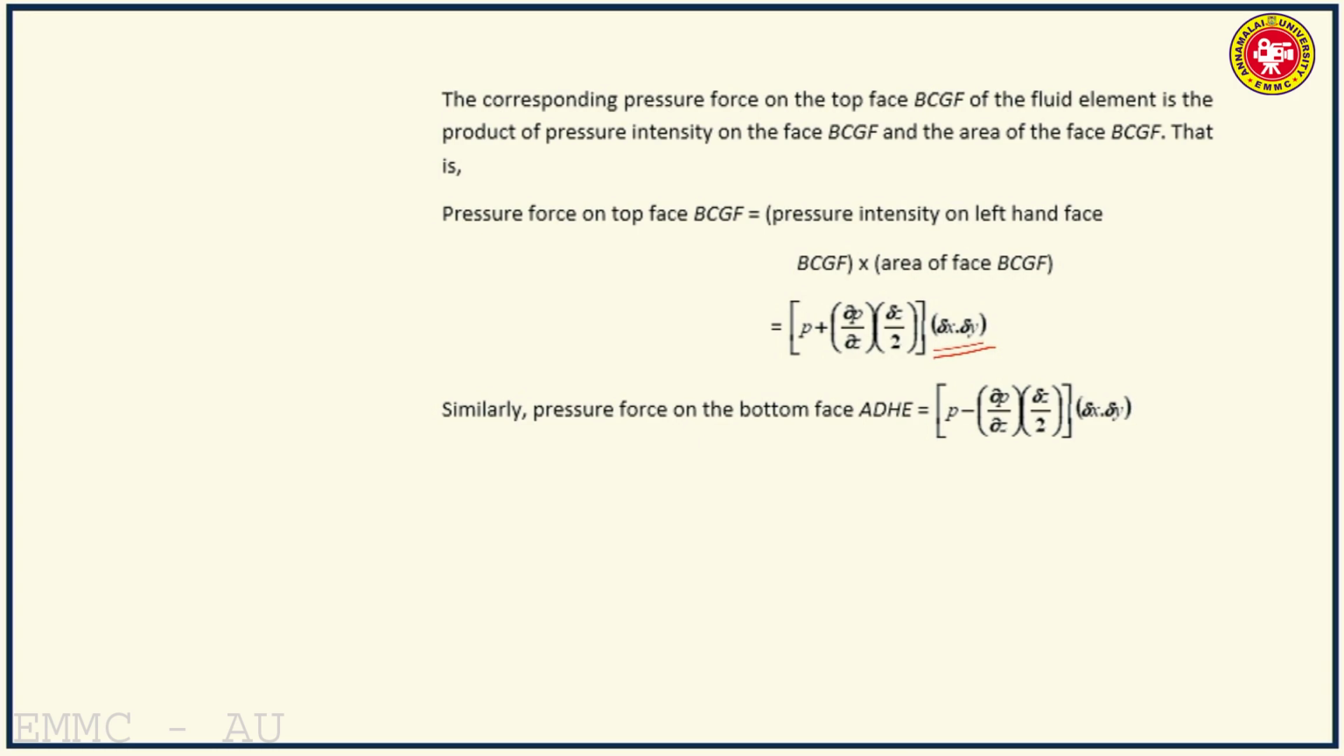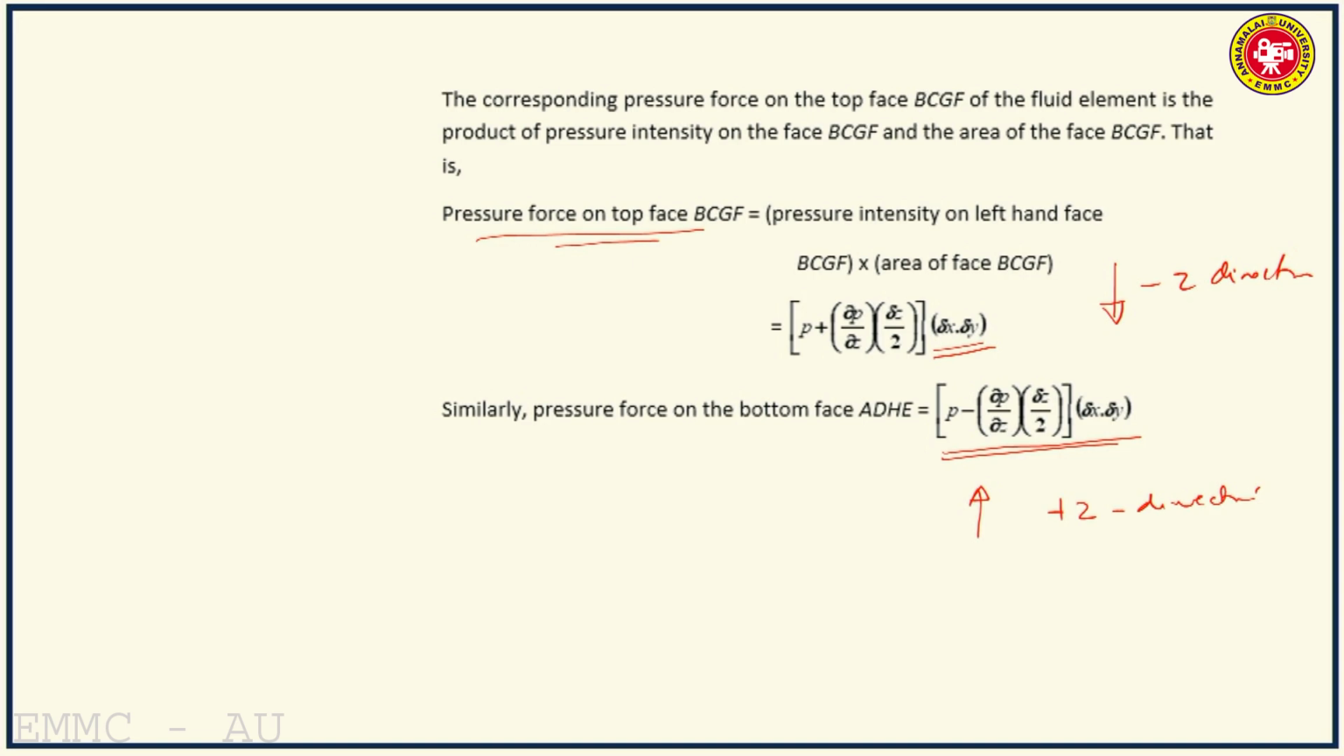So (P plus dou P by dou Z, delta Z by 2) multiplied by delta X delta Y will give you the pressure force on the top face BCGF that is acting in the negative Z direction. This is negative Z direction because it is acting vertically downward. Then the pressure force on the bottom face ADHE that is acting in the upward direction, that is positive Z direction, is (P minus dou P by dou Z, delta Z by 2) delta X delta Y.